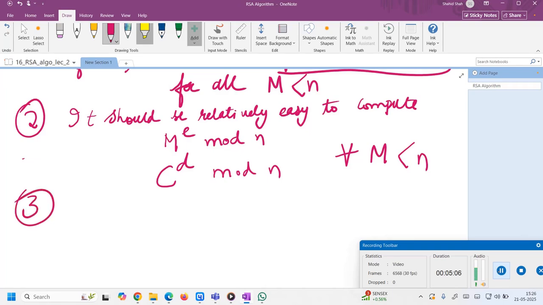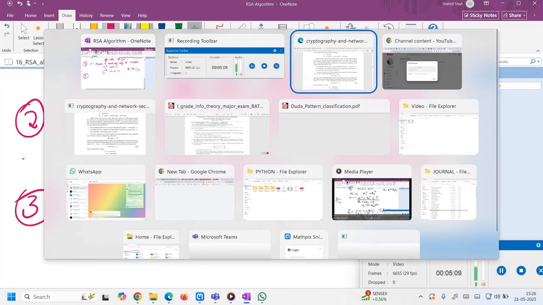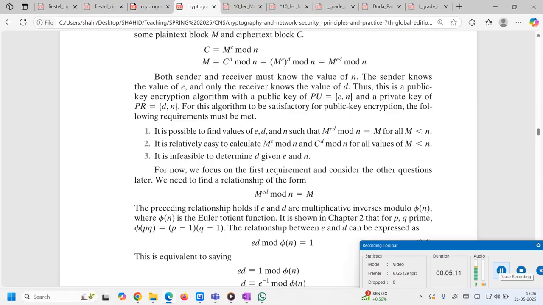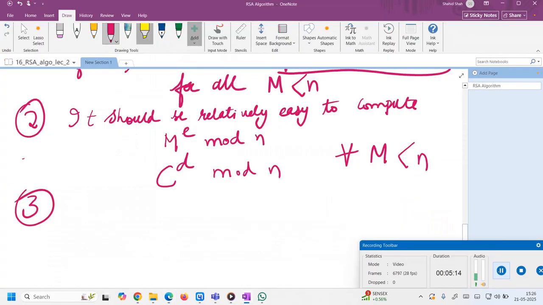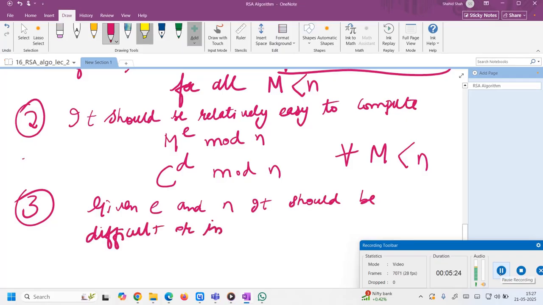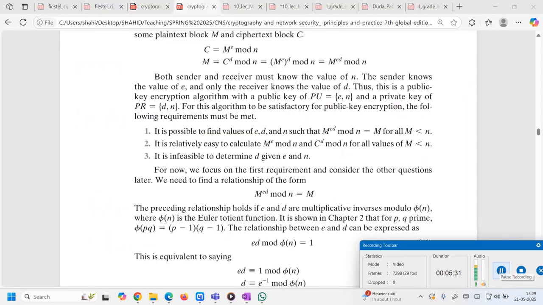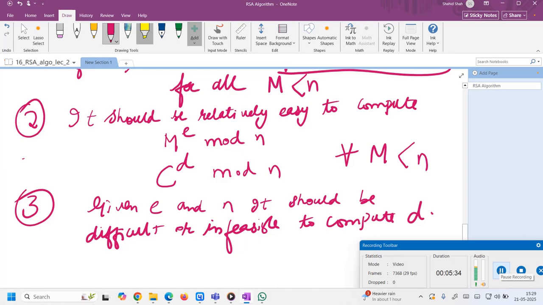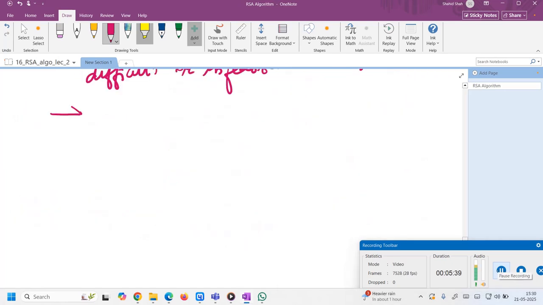Now the third condition, which will be very useful in defining the private key, is that given E and N, it should be difficult or infeasible to compute D. Now the question will remain: what do these operations mean, that is, computing M to the power E and C to the power D? So the answer is that we know what M is. M basically denotes the message.